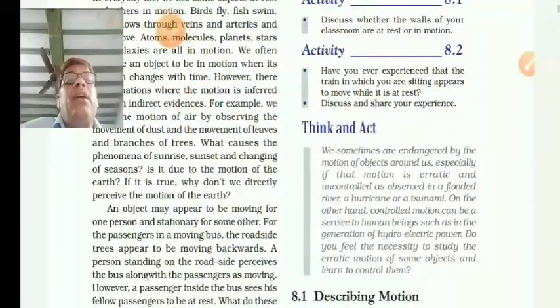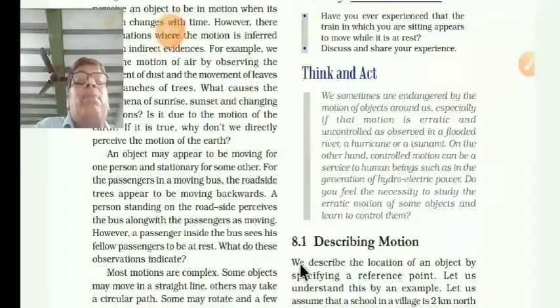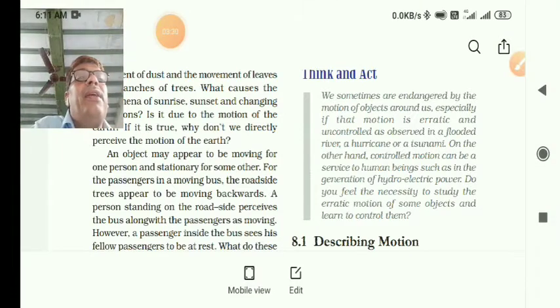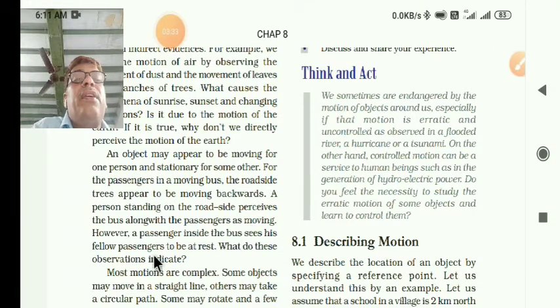Any object may appear to be moving for one person and stationary for others. One person seems to be moving, but for other persons it is stationary. For the passengers in a moving bus, the roadside trees appear to be moving backwards. A person standing on the roadside perceives that the bus along with the passengers is moving. However, a passenger inside the bus sees his fellow passengers in the same vehicle as being at rest.